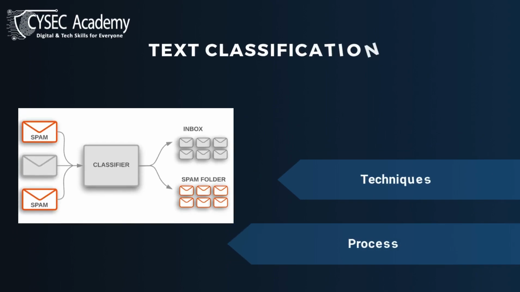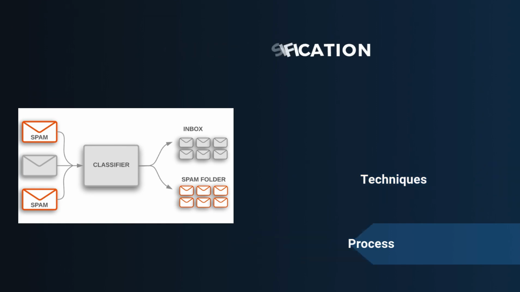Text classification. In text classification, we have key components that make the process effective. Techniques. Text classification uses algorithms like naive Bayes, support vector machines, SVM, and deep learning models such as CNNs and RNNs to categorize text. Process. It starts with pre-processing the text, e.g., tokenization, lemmatization, then extracting features using methods like bag of words or TF-IDF, followed by training a classifier to predict labels or categories.